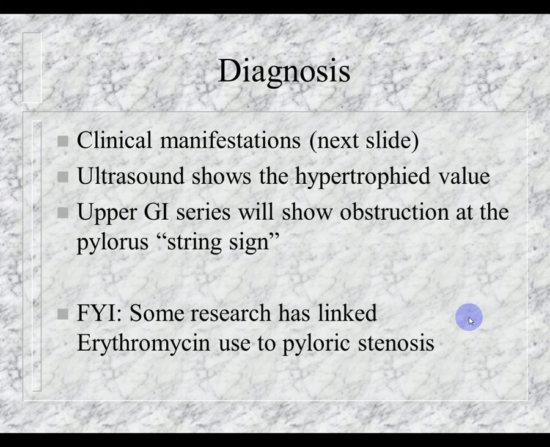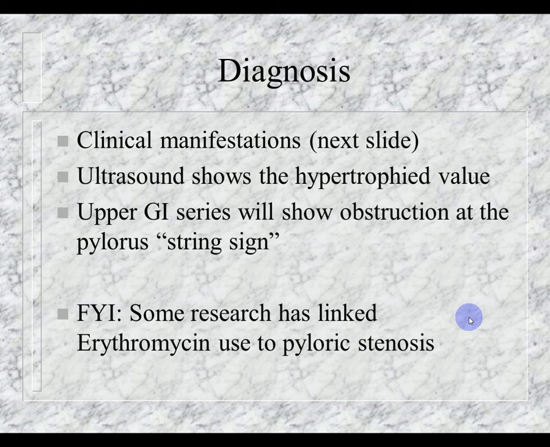Diagnosis and clinical manifestations, which we'll talk about in the next slide. Ultrasound shows the hypertrophied valve. The upper GI series will show the string effect. Some research has linked erythromycin use to pyloric stenosis.